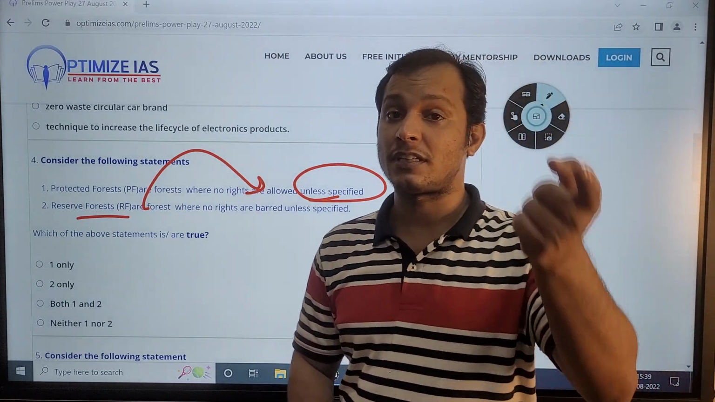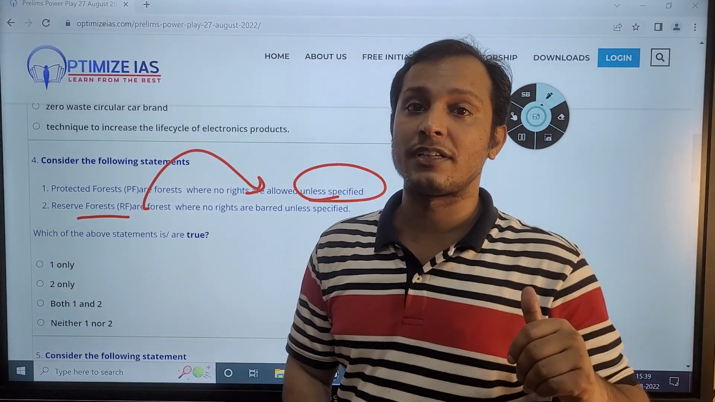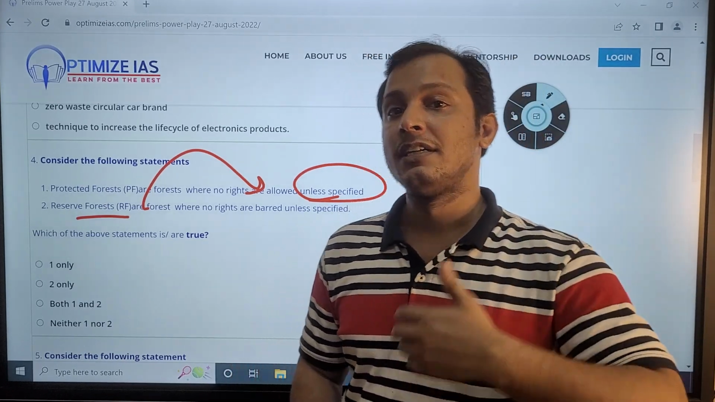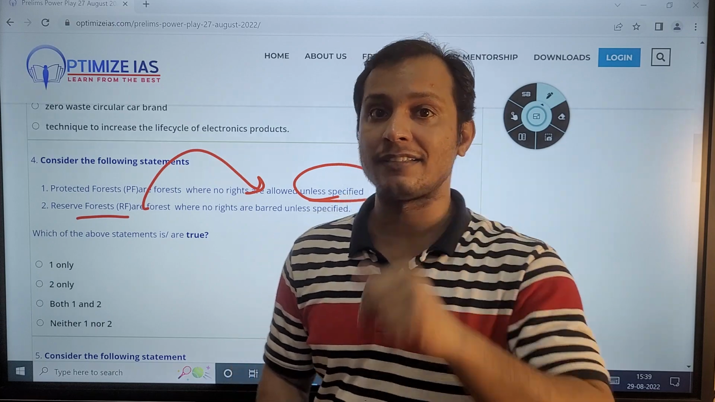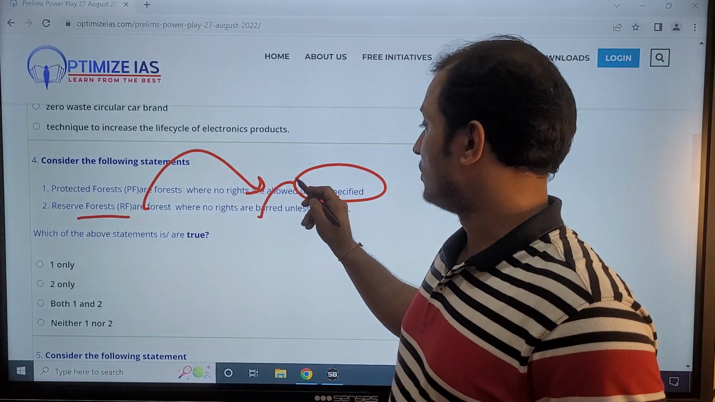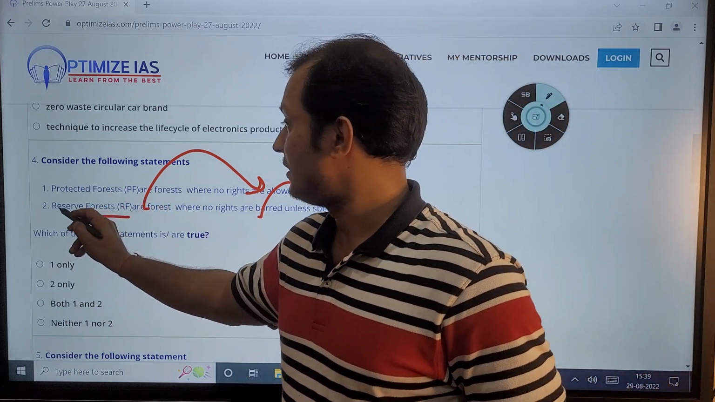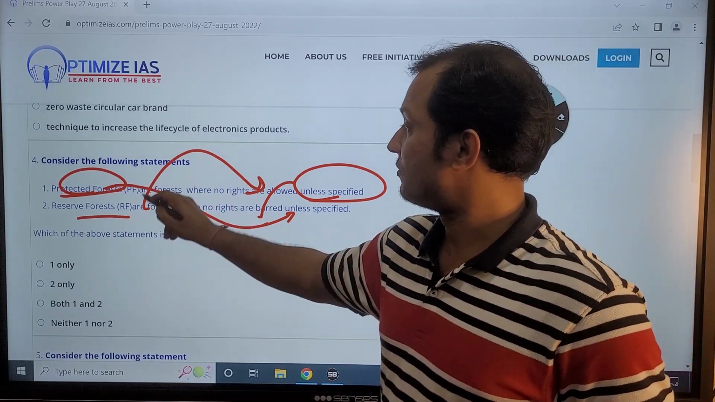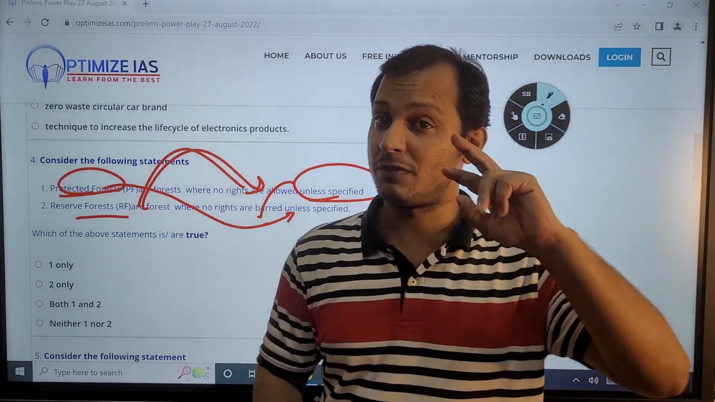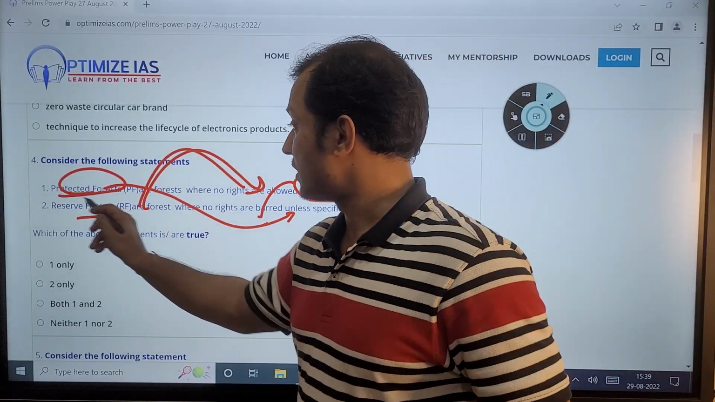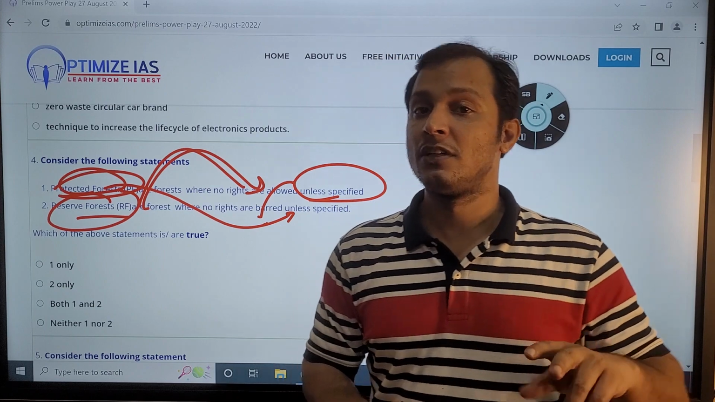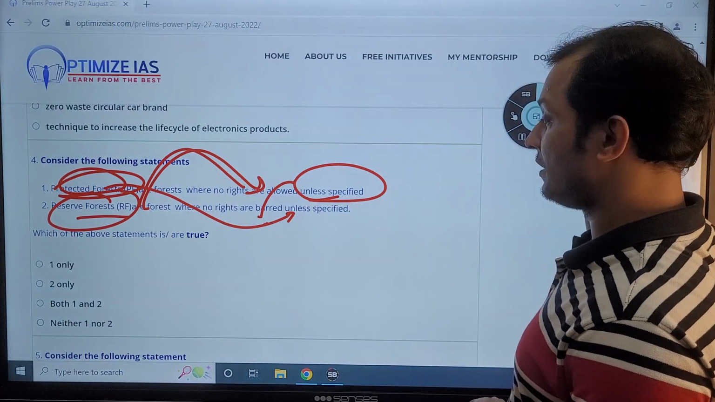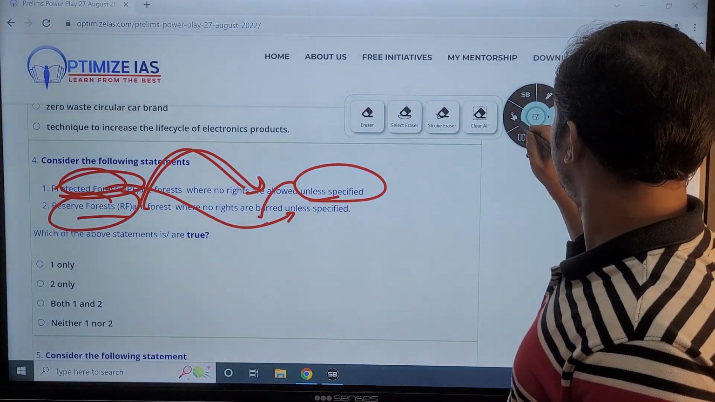On the other hand, protected forests are those forests beyond the reserved forest, also under state government control. However, there people are allowed to use the resources unless they are prohibited. So this will be the second statement, and this will be the first statement. I have told you many times, whenever similar terms are there, like protected forest and reserved forest, both talking about forest, UPSC exchanges those terms. So the answer will be, you see, here we have to select the true statement.